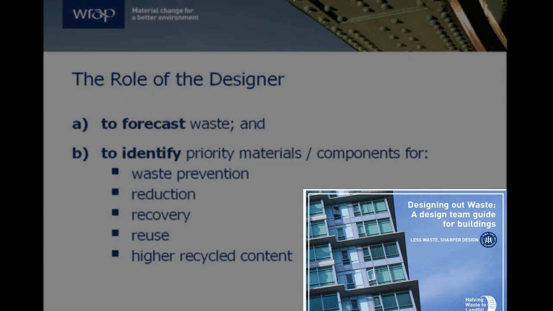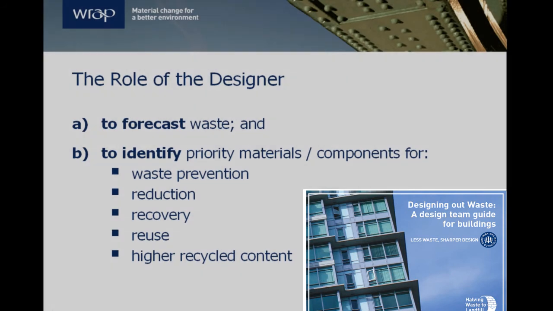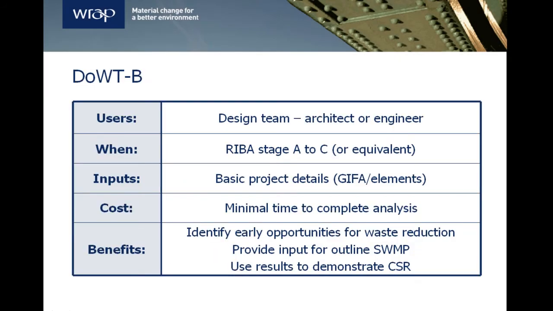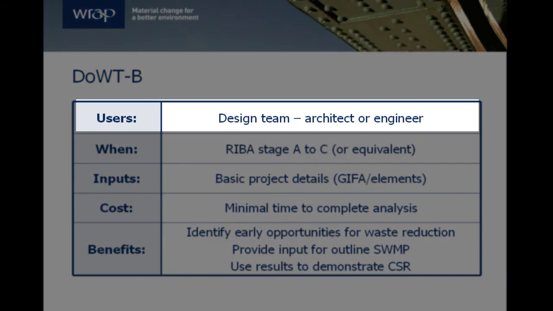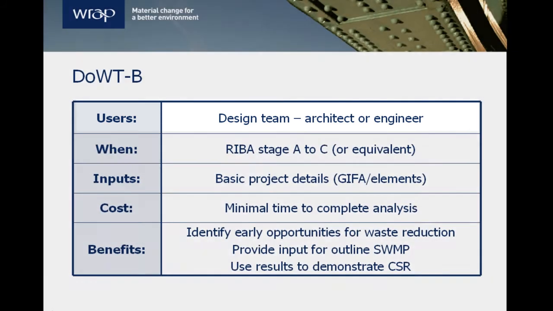WRAP's Design Team Guide for Buildings can be downloaded from the WRAP website. The guide sets out 5 principles for designing out waste and explains the process. The Designing Out Waste tool for buildings was developed for use in conjunction with the Design Team Guide. The Designing Out Waste tool for buildings is a free online resource. The tool has been developed for use by the design team, particularly by architects.